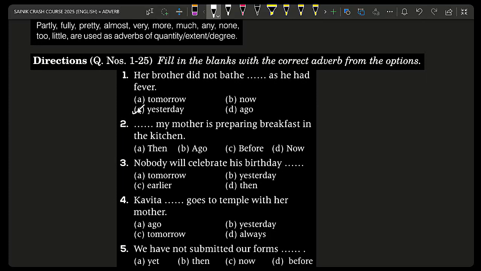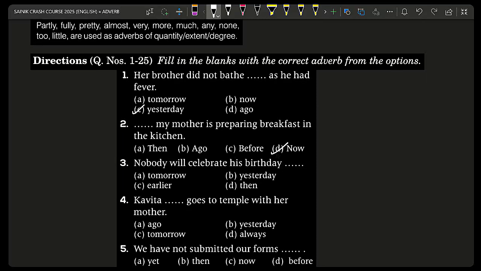And the second one. Dash, my mother is preparing breakfast in the kitchen. Now. Yes. How did you choose now? Sir, preparing is present tense. Yeah, is preparing. That means is plus V1 plus ing is indicating present continuous tense. So it's happening now. That is option D.